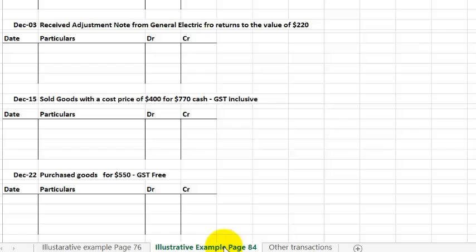So there's that complicating factor, as well as when we sell goods, we must account for the cost of goods sold. So we've got two complicating factors there. One, the returns, and two, to calculate the cost of goods sold, which I'll show you using this illustrative example, which is illustrated to you on page 84.